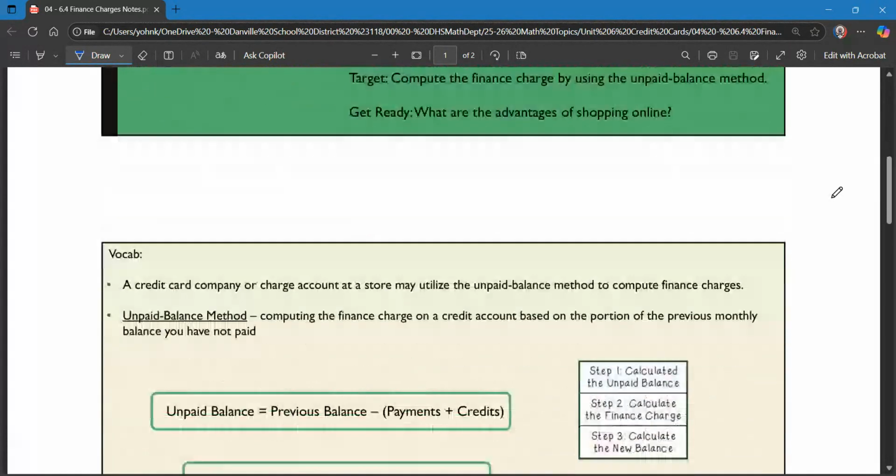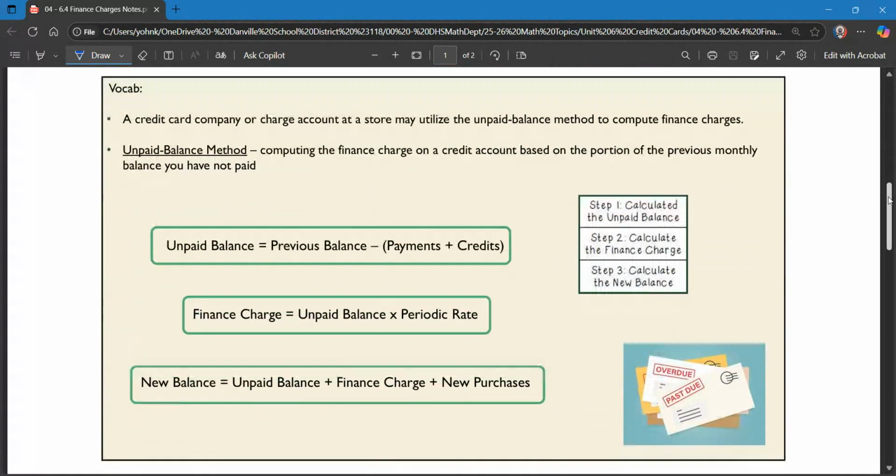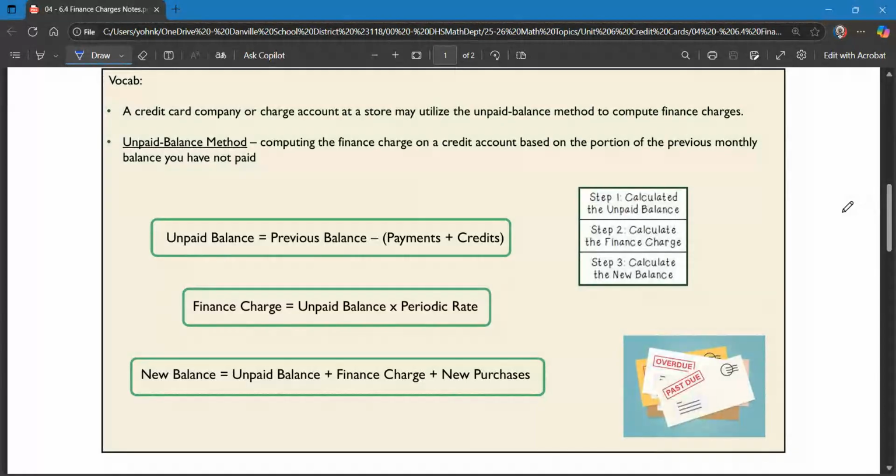So think about it. Vocab for today: a credit card company or a charge account at a store may utilize the unpaid balance method to compute the finance charges. Basically, all of the finance charges or late fees or payments that you owe can be calculated using this thing called the unpaid balance method.